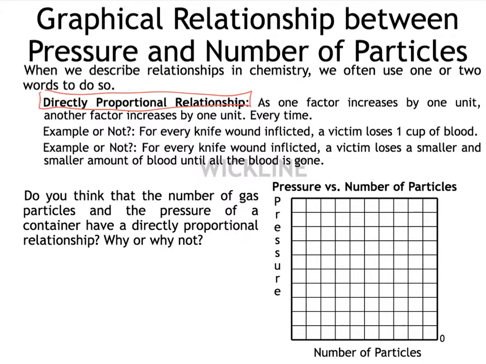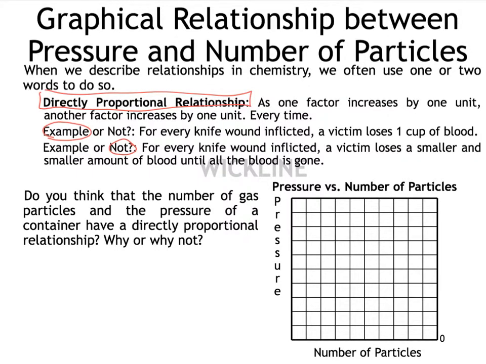So I have a couple of sort of fantastical examples. Example or not: for every knife wound inflicted, a victim loses 1 cup of blood. Does that meet this relationship? I would say yes, because 1 knife wound is 1 cup of blood loss. Or alternately, example or not: for every knife wound inflicted, a victim loses a smaller and smaller amount of blood until all the blood is gone. I would say no, not an example, because every time there's a knife wound, there's a different amount of blood being lost, so I don't think that's directly proportional.